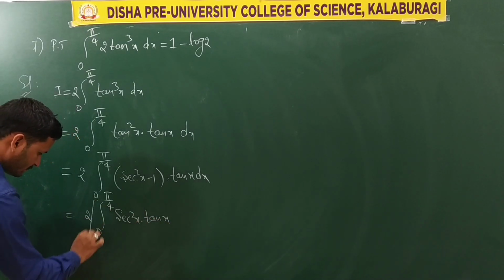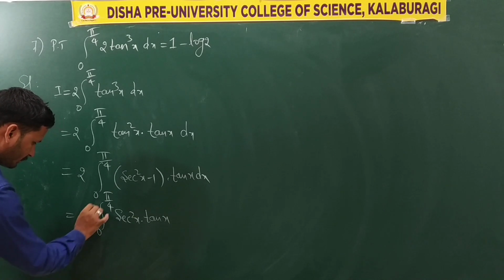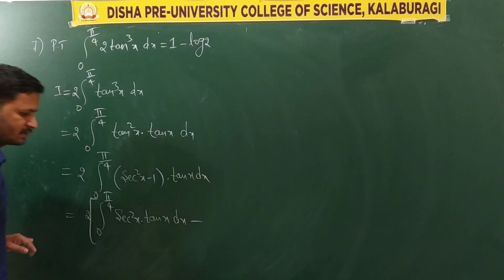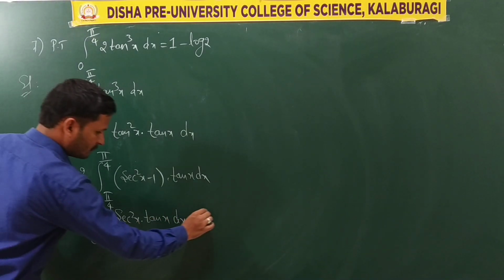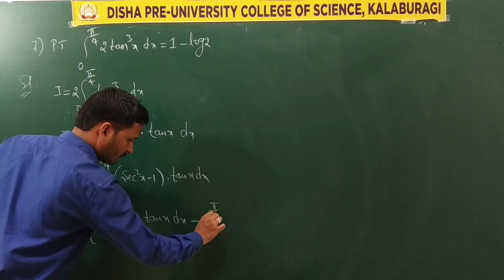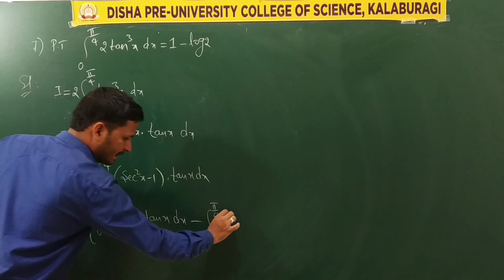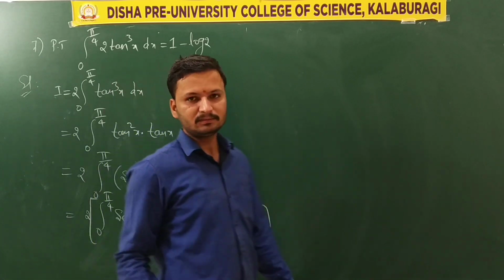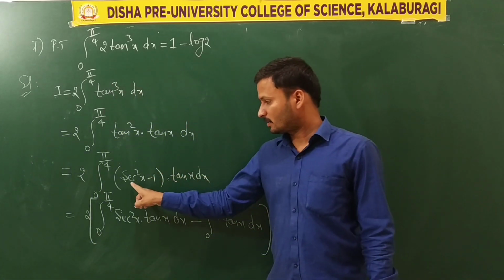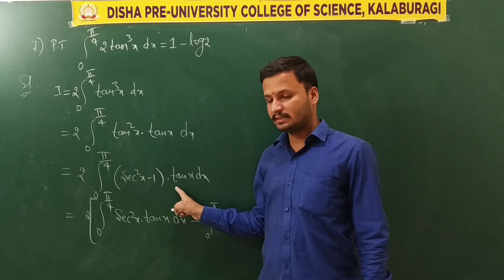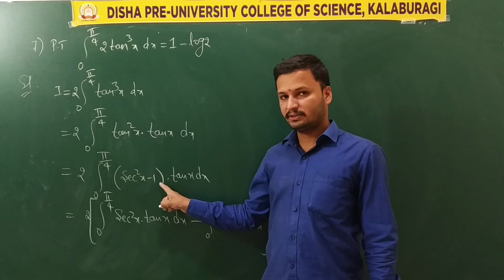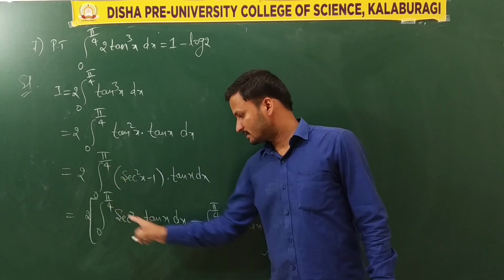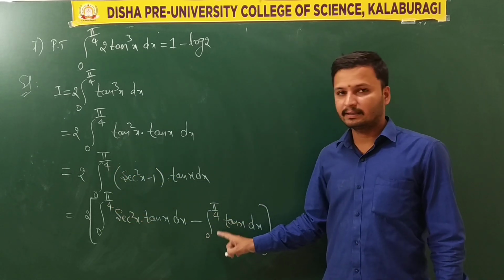So this 2 is given outside. Secant square x into tan x dx minus the integration from 0 to pi by 4 of 1 into tan x, so tan x dx. Multiply tan x first: secant square x into tan x, and next 1 into tan x is tan x. So secant square x into tan x minus tan x. So I separated the integrals here.